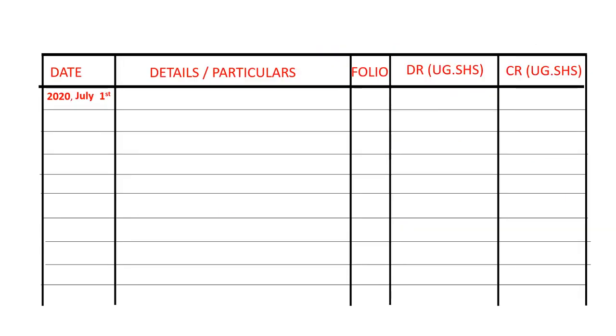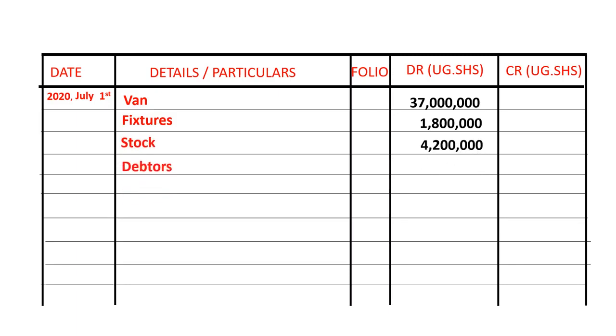So here we are. On that first date, we have the van. We said the van is an asset, so it shall be a debit entry. It's 37 million. We have fixtures, that is also 1,800,000, a debit entry. Stock is a debit entry. Debtors is an asset, so that's a debit entry. We have debtor Muhumuza, and then we also have another debtor called Kalyango. Muhumuza is 60,000 and Kalyango is 10,000.